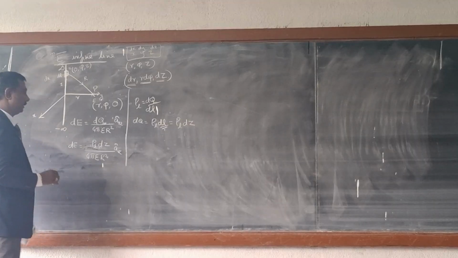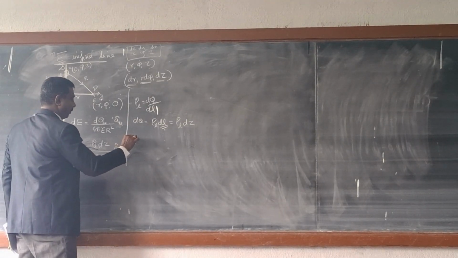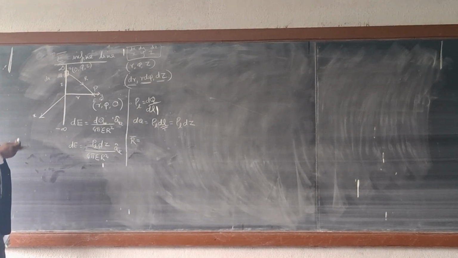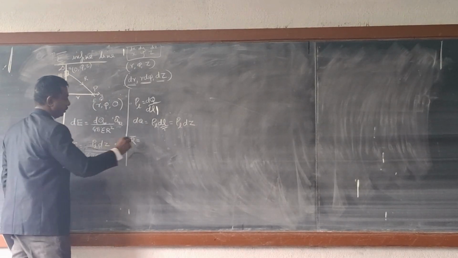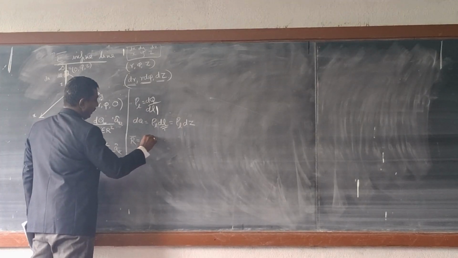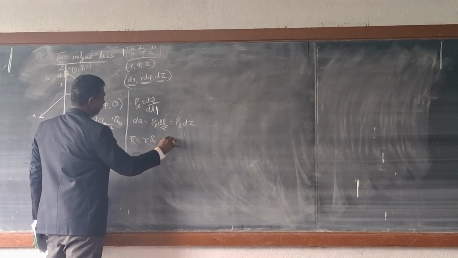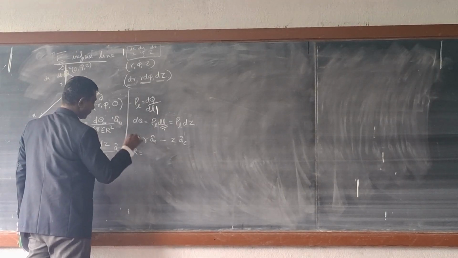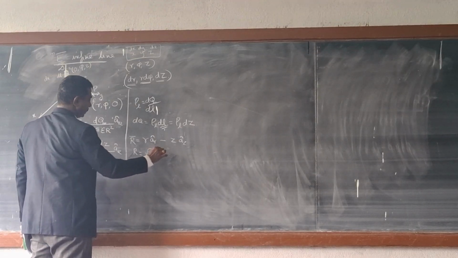Now the next thing is we want to find what is r. So find r vector. R vector is nothing but ending point minus starting point. This is the starting point, this is the ending point. Ending point minus starting point. So what will be the case? R AR, 5 minus 5 is 0, minus Z A Z. What is modulus of R vector? Root of R square plus Z square.